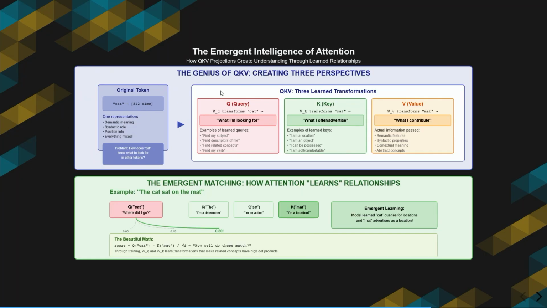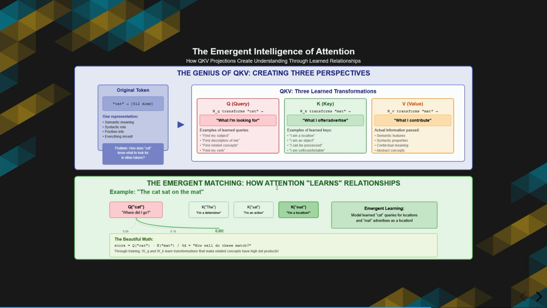And for me, I've written these small little infographics to truly understand what's really happening. When we ask a question like, what am I looking for, examples of learning queries are: find my subject, find descriptions of me, find related concepts of me, find my verb. So QKV is kind of doing: what am I looking for, what I offer or advertise, and what I contribute. It comes from a database implementation, but the beauty is that backpropagation makes these properties emerge. You don't hard code QKV, it's emergent out of the backpropagation. And that's just the beauty of how the AI works and how the whole thing works.